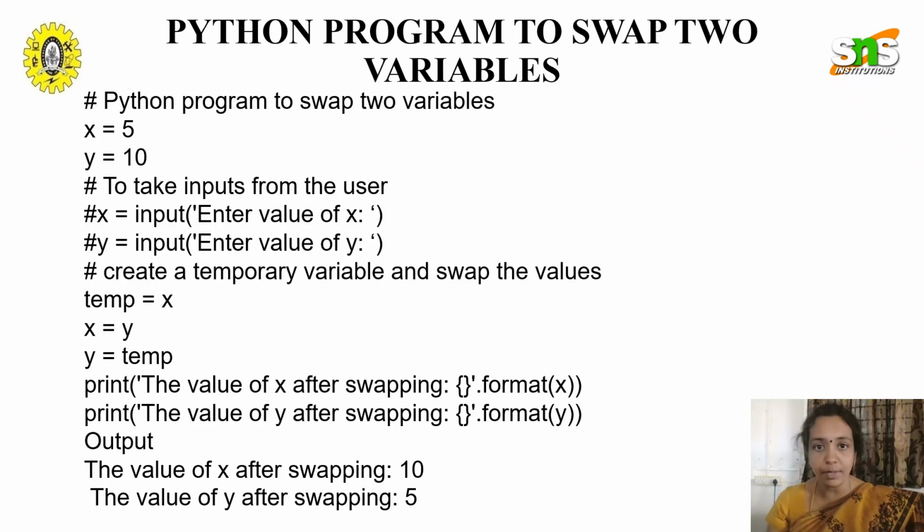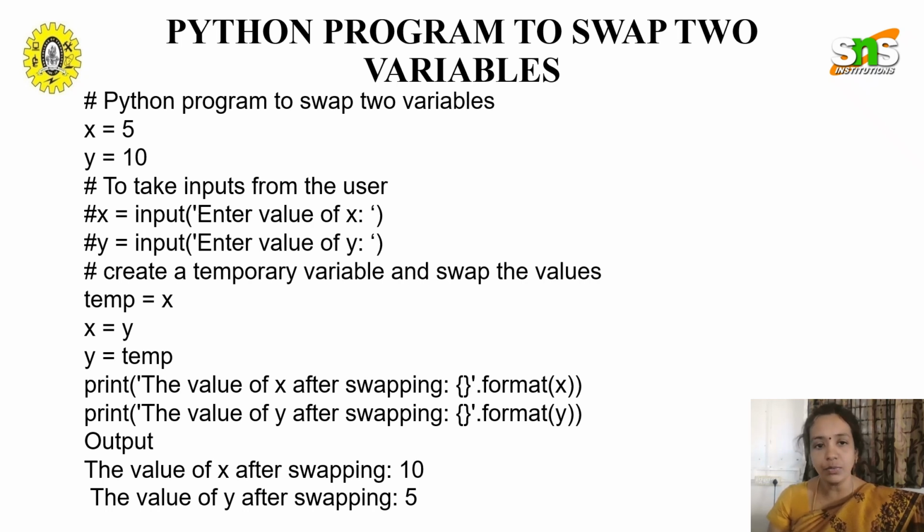The next program is a Python program to swap two variables. I am swapping the two values. For example, A is equal to 2 and B is equal to 3 means A becomes 3 by swapping and B becomes 2. That is the main objective of this Python program.